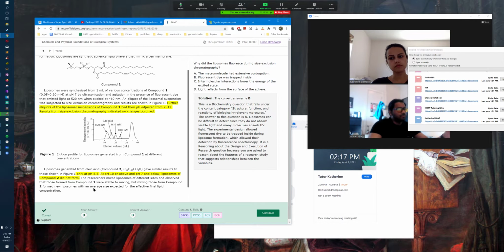We could just answer the question now before going on to the rest of it. I just want to answer the question, because like I said about working memory, you don't want to put too much in your brain that you don't need. So let's look at the question. They're asking, why did liposomes fluoresce during size exclusion chromatography?